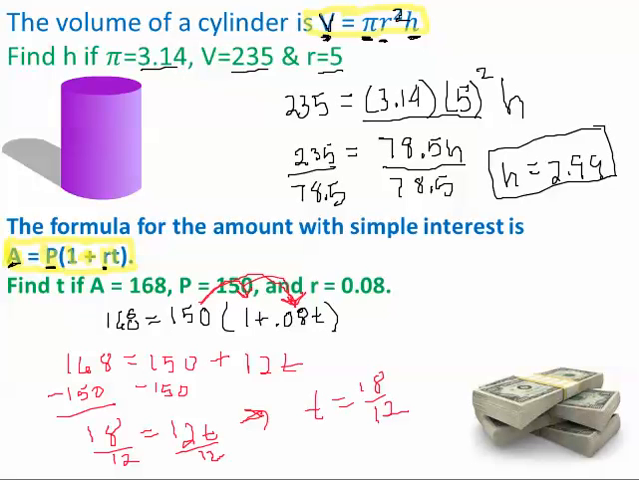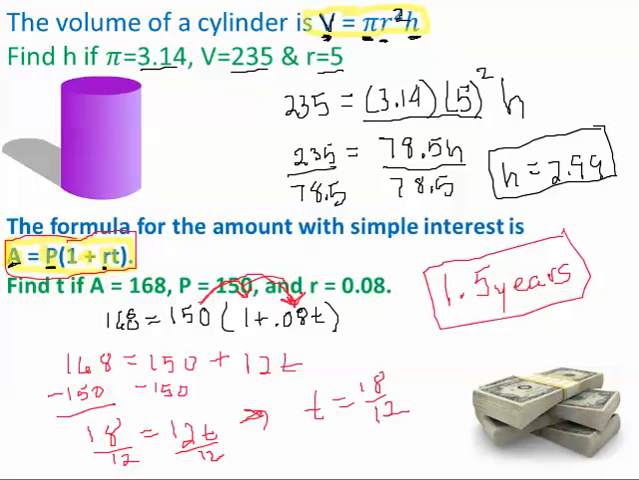I get 1.5. So how much time? It's 1.5, and I happen to know that's 1.5 years because this formula on interest always works in time equal to years. So 1.5 years after I put that money into the account, $150.